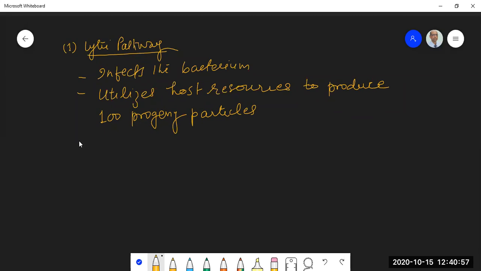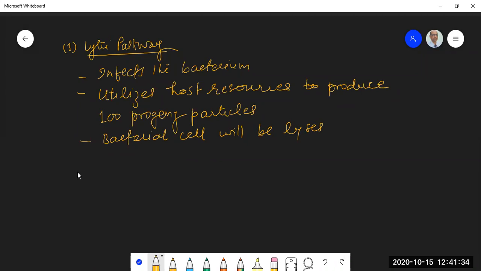And once they are completely formed, then the bacterial cell will be lysed, and those 100 progeny particles will be liberated into the atmosphere. This is a natural course that is adopted by all organisms. They utilize the favorable condition to perpetuate, to increase their population. So the lytic pathway goes in that particular direction.